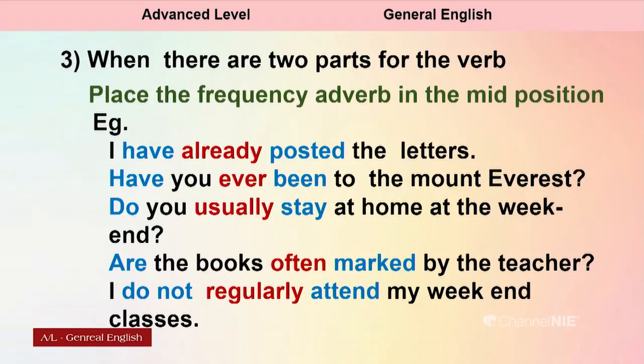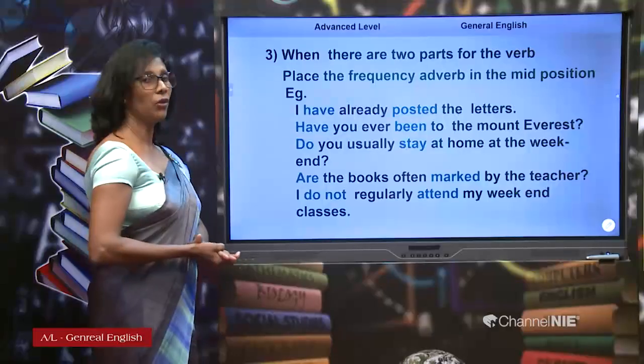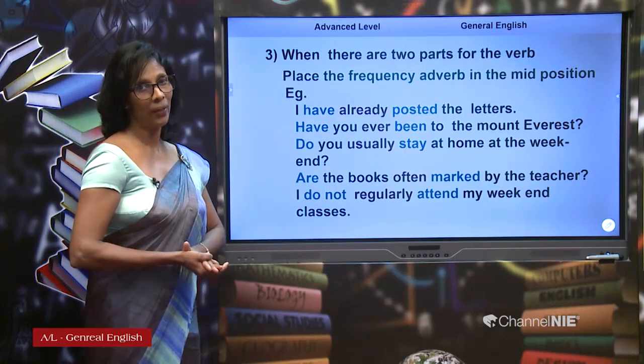I do not regularly attend my weekend classes. I do not regularly attend. So, do not attend. Those are the verbs, and do not, you can just say don't as well. So, the two parts of the verb are don't and attend. In between, you can put this frequency adverb regularly, right? I do not regularly attend my weekend classes. That means you are going to skip your classes. You are not attending the class every weekend. Fine.